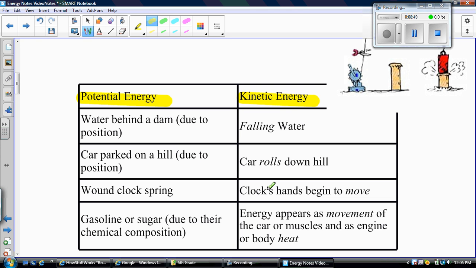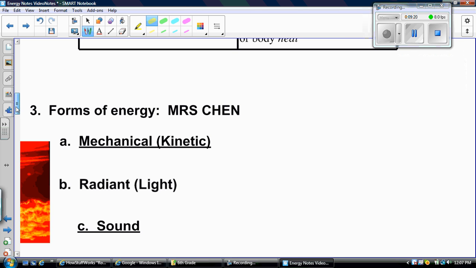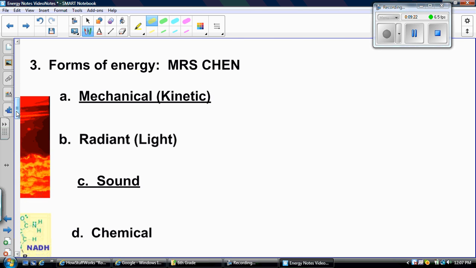Gasoline in a car or sugar in your food has stored chemical energy that's not moving. But when the gasoline gets converted into kinetic energy, then the car moves. Or the food that you eat that contains some sugar, glucose, your muscles start to move, so potential energy from the chemicals in your food gets converted into kinetic energy. So please make sure you get those examples down.